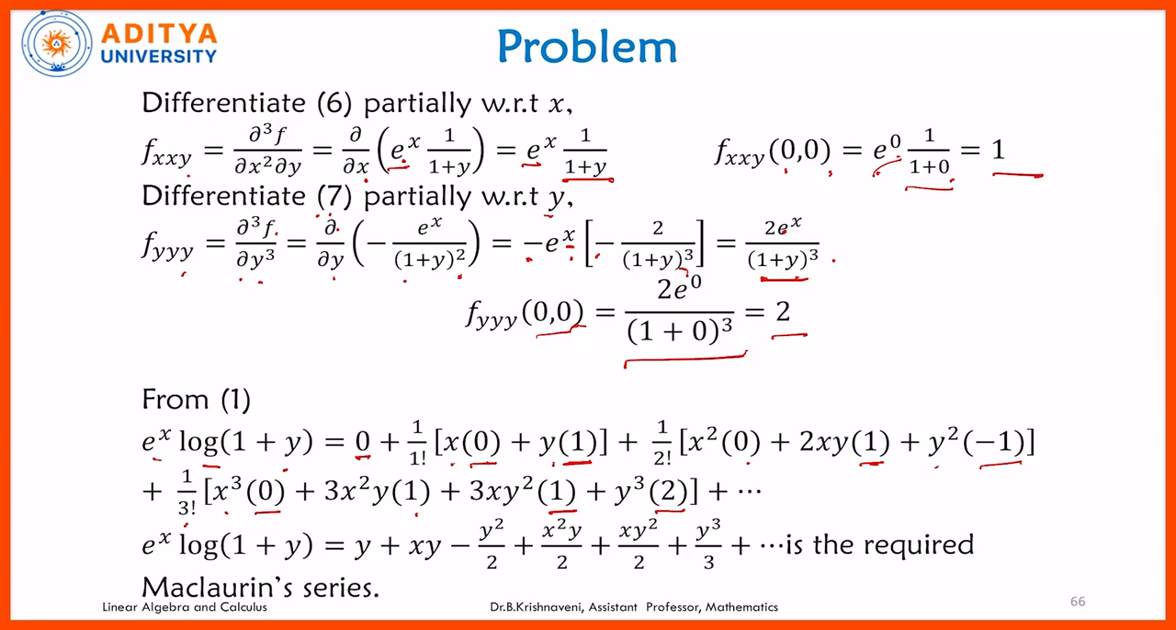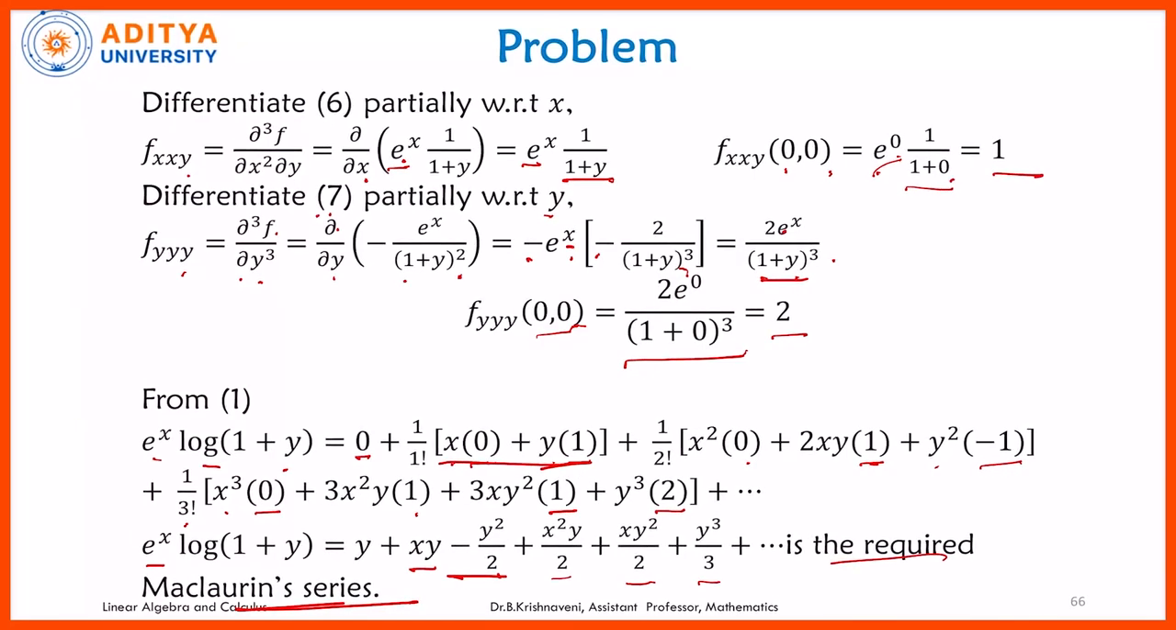On simplification, you get the series as e^x log of (1+y) equal to y plus, from the first term, y plus xy, since 1/2! into 2xy, the 2 cancels, which is xy, minus y²/2 plus x²y/2 plus xy²/2 plus y³/3. Now this series gives the Maclaurin series for the given function e^x log of (1+y).